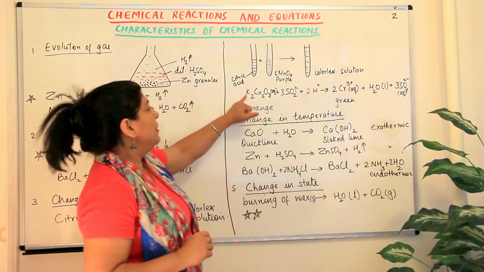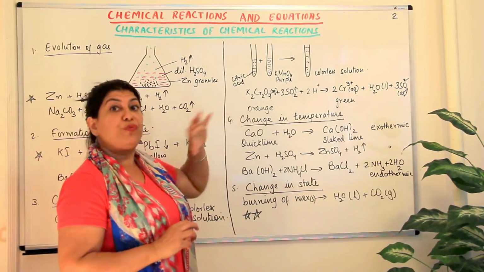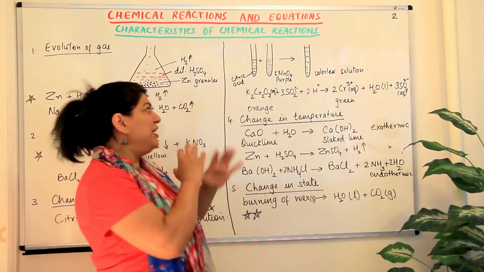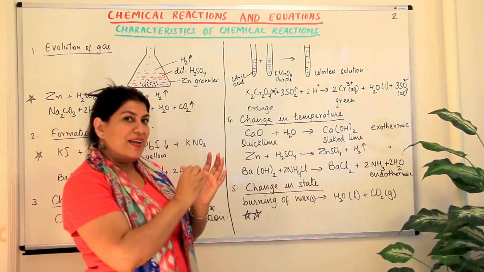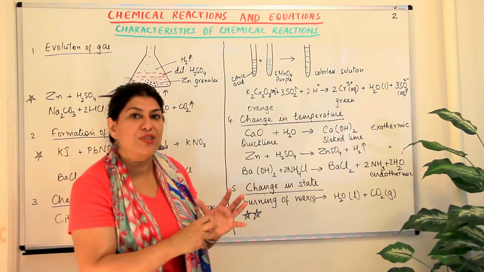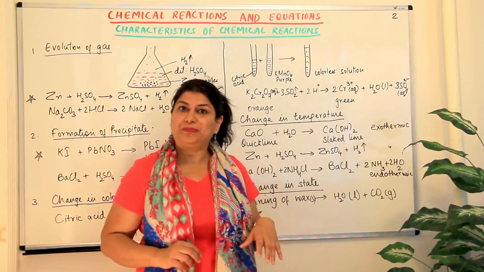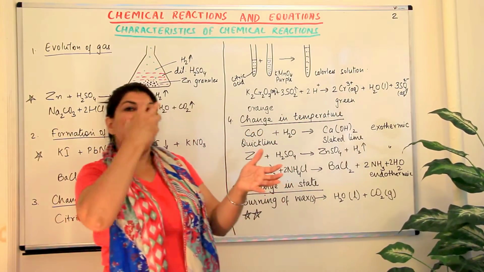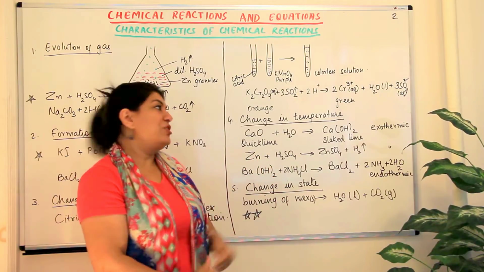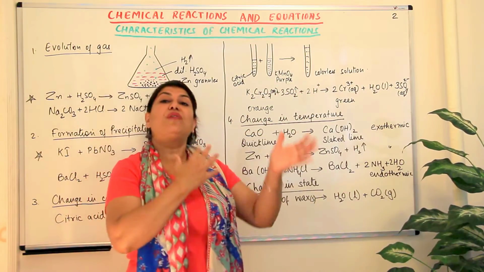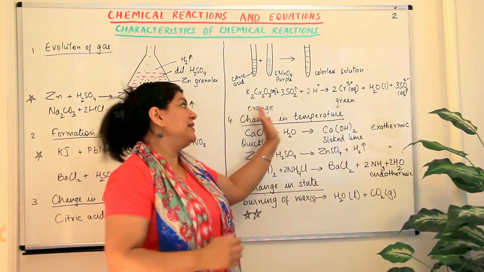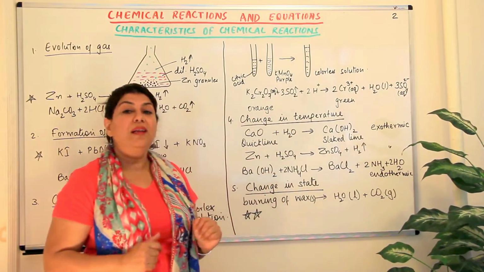So what happened? Potassium dichromate solution, which was orange in color, when you acidify it and make it react with sulfur dioxide gas, results in the formation of a green compound. And the color changes from orange to green. So this is also an indication of the change in color, and therefore it is a chemical change.